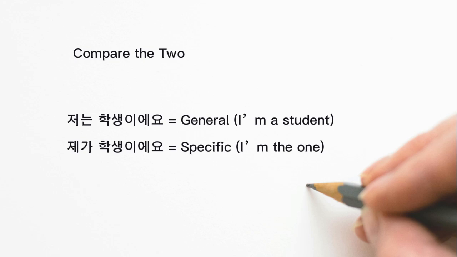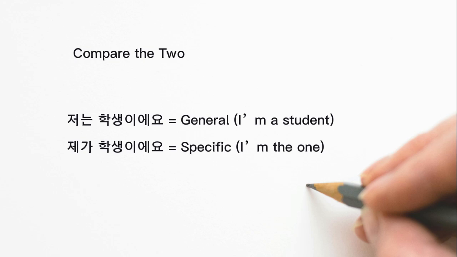Now, with 이가, 제가 학생이에요. I am the one who is a student. Here, the subject I is emphasized. Maybe someone asked, who is the student? And you are saying I am.